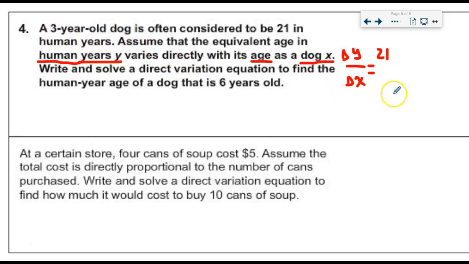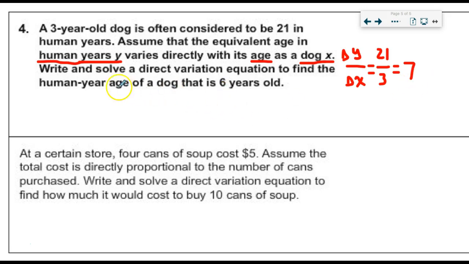3-year-old dog, so dog years 3. That's a nice easy division problem. That's going to give me a slope of 7, or a direct variation of 7. 7 human years per dog year, if that makes sense.